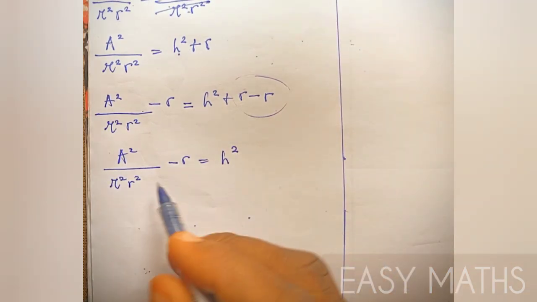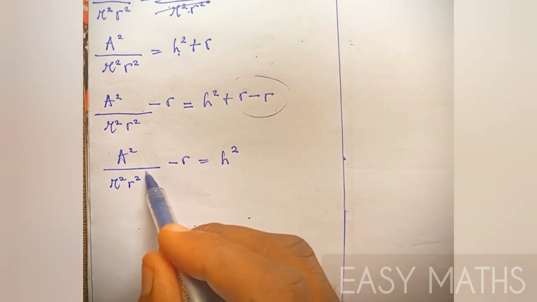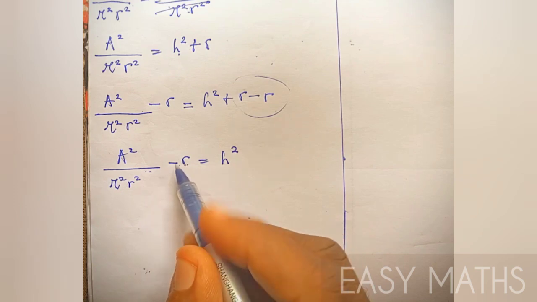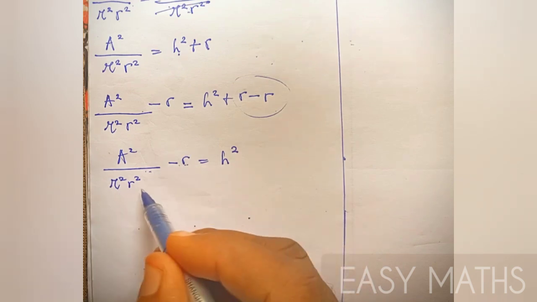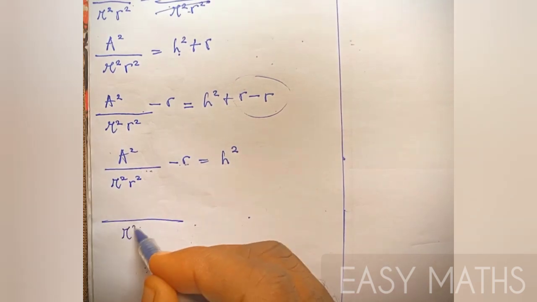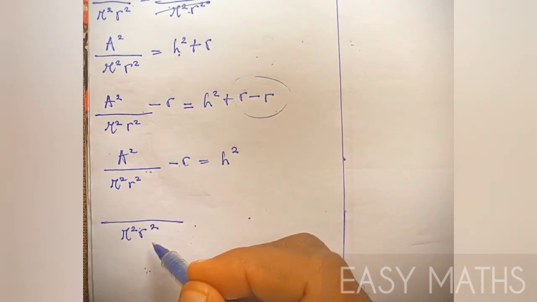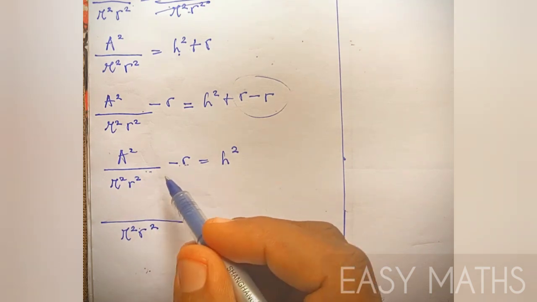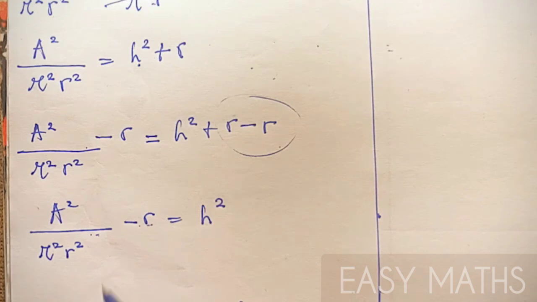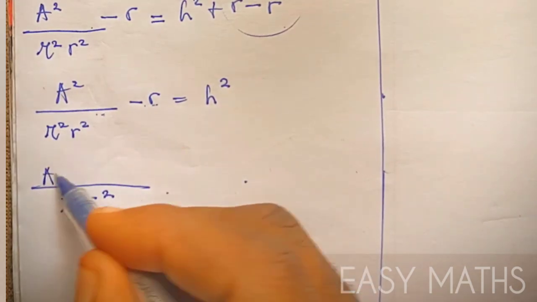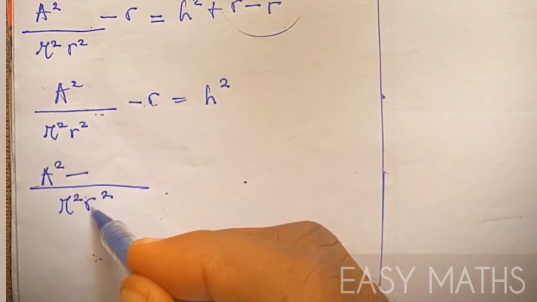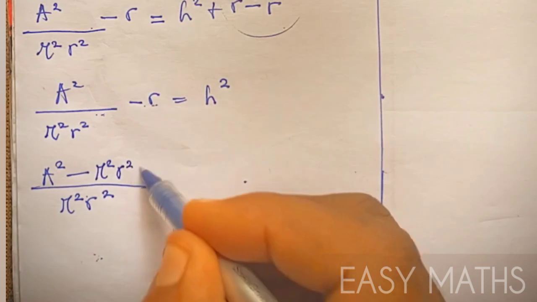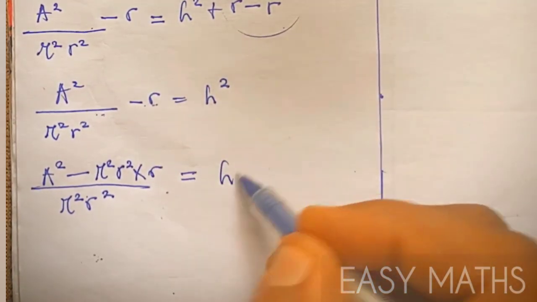Okay, so the next step, for us to subtract these two, we have to find the LCM. So the LCM of this fraction will be pi squared r squared. Okay, so I know some of us may have problems with LCM. We are going to treat on that, but let's just go ahead, and we are going to have a squared minus, and this pi squared r squared will multiply r, so we are going to have pi squared r squared times r equals h squared.